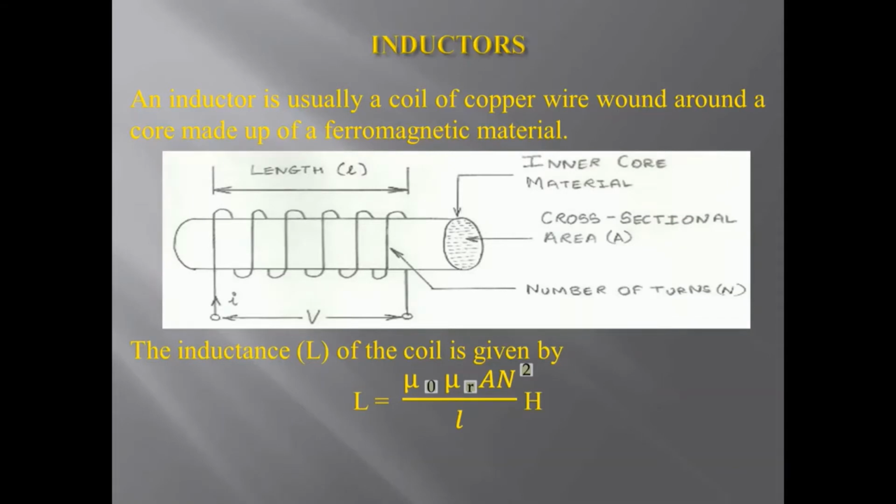The inductance L of the coil is given by L = mu 0 mu r A N squared upon l, where mu 0 is the permeability of free space, mu r is the relative permeability of the core, A is the area of cross section, N is the number of turns, and l is the length of the core. So basically inductance L depends upon the area of cross section, number of turns and the length of the core.